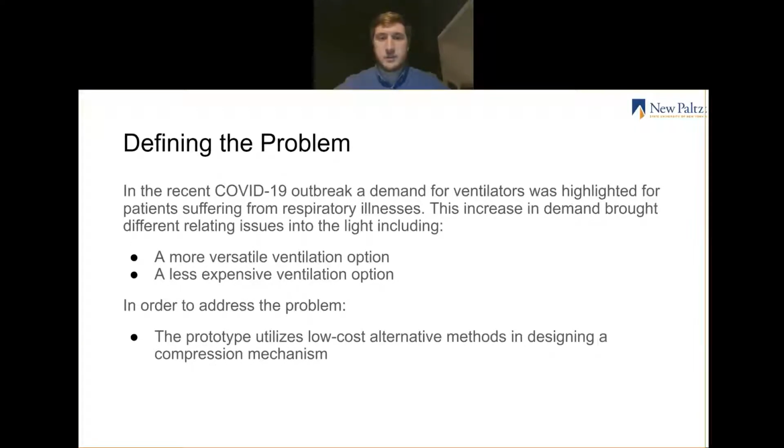In the recent COVID-19 outbreak, a demand for ventilators was highlighted for patients suffering from respiratory illnesses. This increase in demand brought different related issues into light, including a more versatile ventilator option and a less expensive ventilator option. In order to address this problem, the prototype utilizes low-cost alternative methods in designing a compression mechanism.